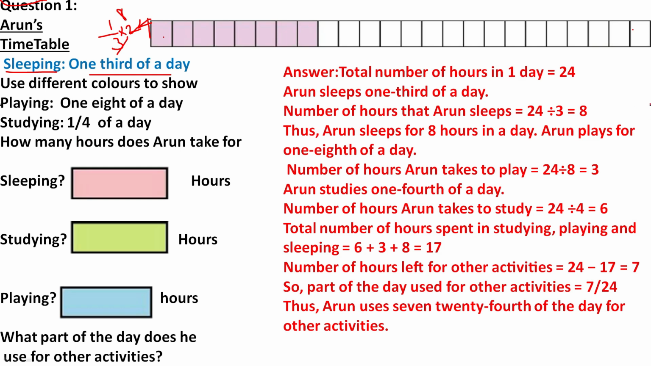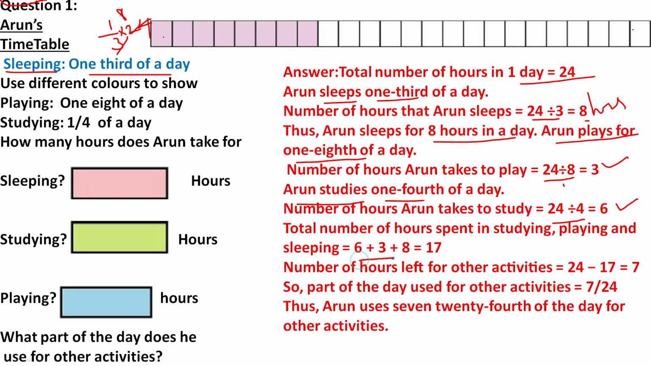So the total hours in one day is 24. Sleeping hours 1/3 means 24 divided by 3, so 8 hours. Arun sleeps for 8 hours in a day. Arun plays 1/8 of a day. That means 24 divided by 8, 3 hours. Then he studies 1/4. That means 24 divided by 4. 1/4 of 24 is equal to 6 hours.